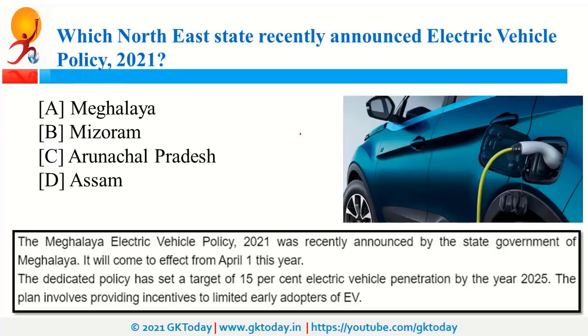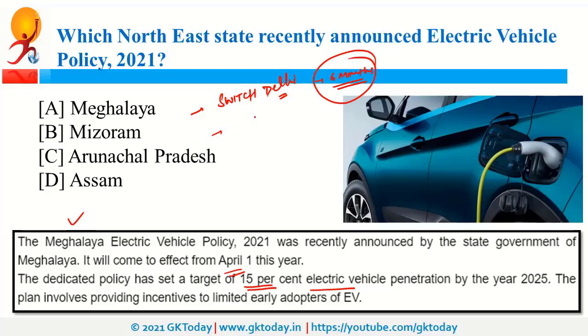So this was announced by Meghalaya, and this policy is going to be effective from 1st of April. Target is that by 2025, there should be at least 15% electric vehicles in the state of Meghalaya. Now recently, Delhi also launched such a policy, and the name is Switch Delhi. In fact, Delhi government had announced that within the next 6 months, all the government departments will use electric vehicles.